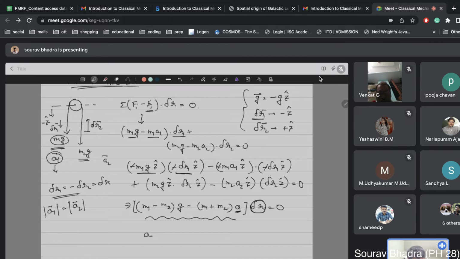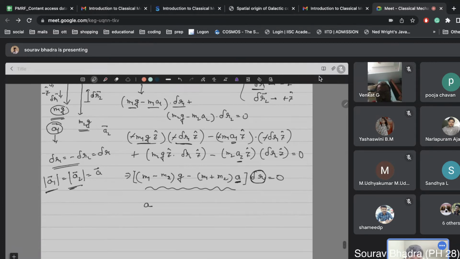I was a little bit confused here. I told that a1 is not equal to a2. So actually a1 is equal to a2, as the string is incompressible. So the value of the acceleration will be the same and it can be written as only a. So instead of a2 and a1 we have written only a as it is equal. So a is equal to m1 minus m2 by m1 plus m2 times g.